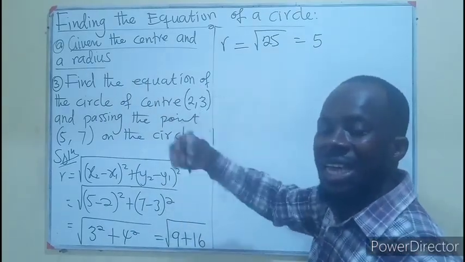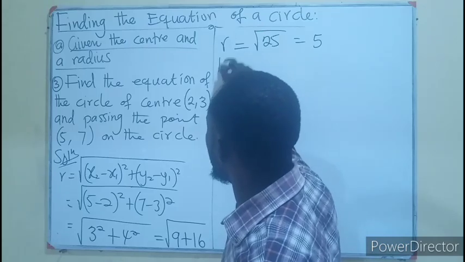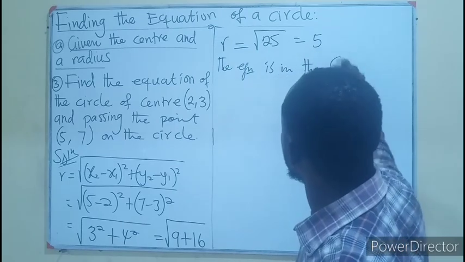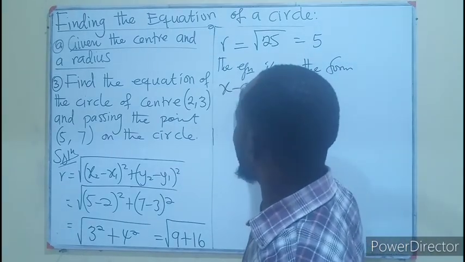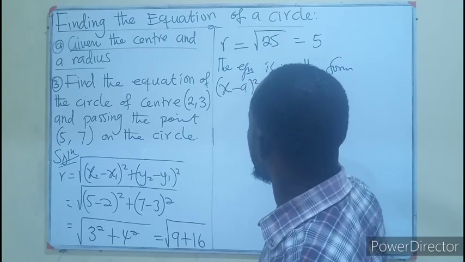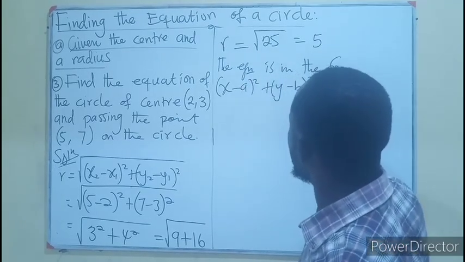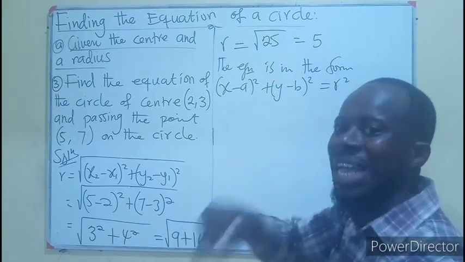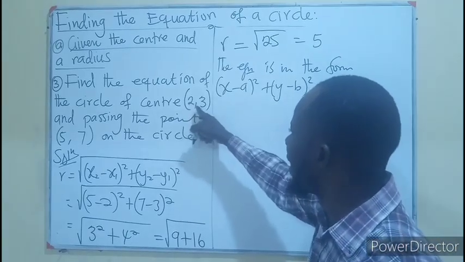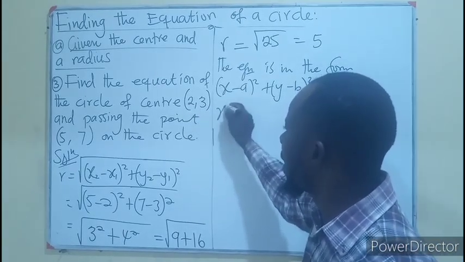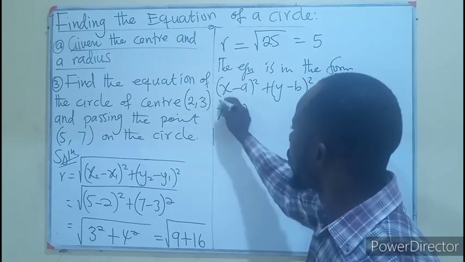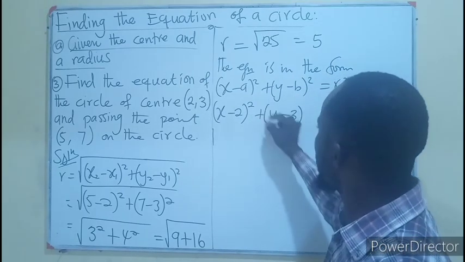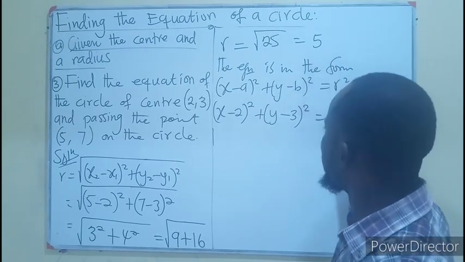So in order to find the equation, the equation is in the form x minus a all squared plus y minus b all squared equals the radius squared, where a, b are the center of the circle. So this is the a, this is the b. So by substitution, x minus 2 all squared plus y minus 3 all squared should be equal to the radius, which is what?